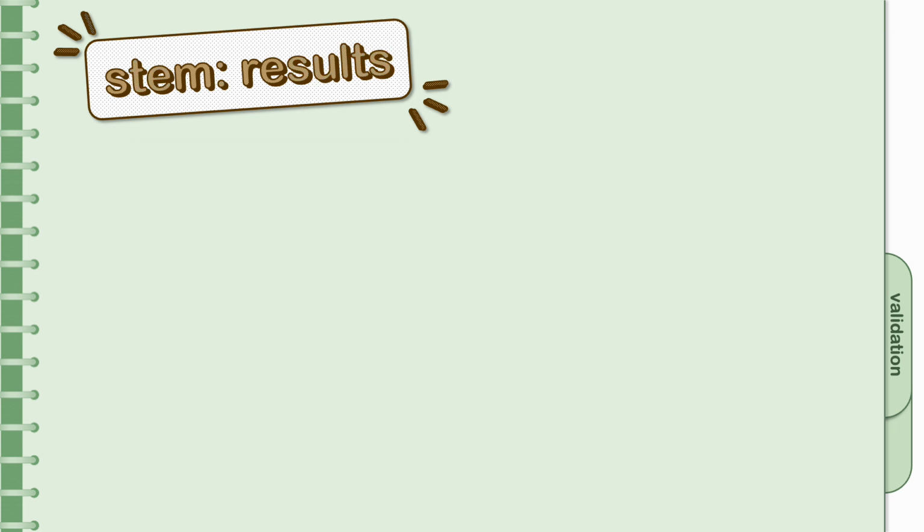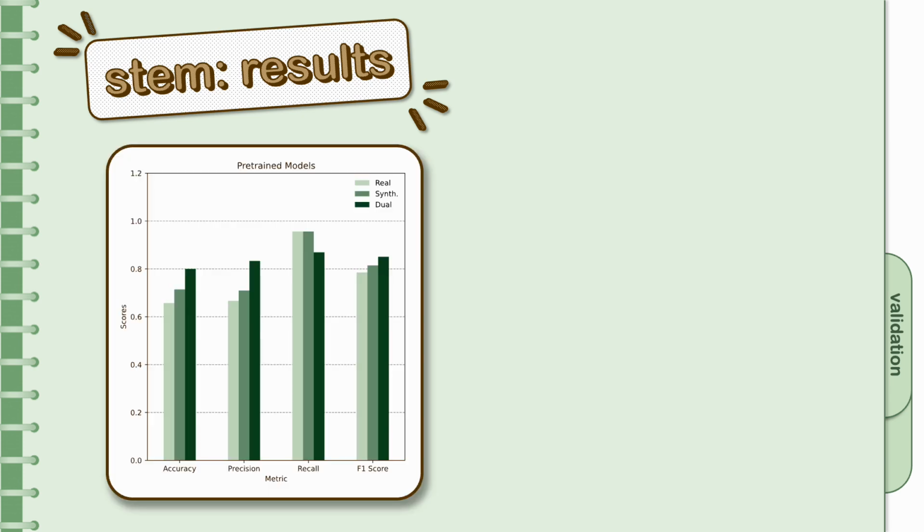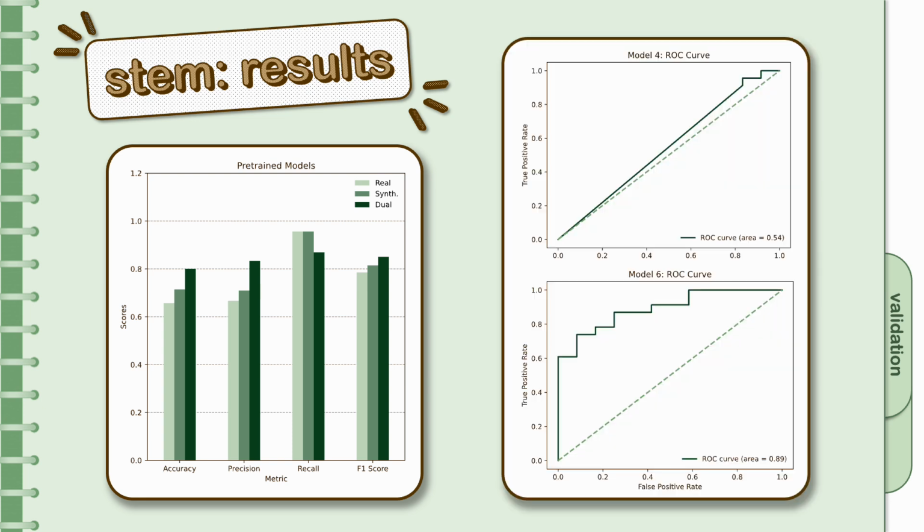However, we did see a significant improvement from the real trained models to the dual trained models when we did it with pre-trained ResNet models. So you can see that for accuracy, precision, and F1 score, we have significant improvements. For recall, it goes slightly down. But when we look at the area under the curve, we also have a significant improvement from Model 4, which is trained on real data only, to Model 6, which is trained on a combination of real and synthetic data. So that goes from 54 to 89. So that's quite an improvement.